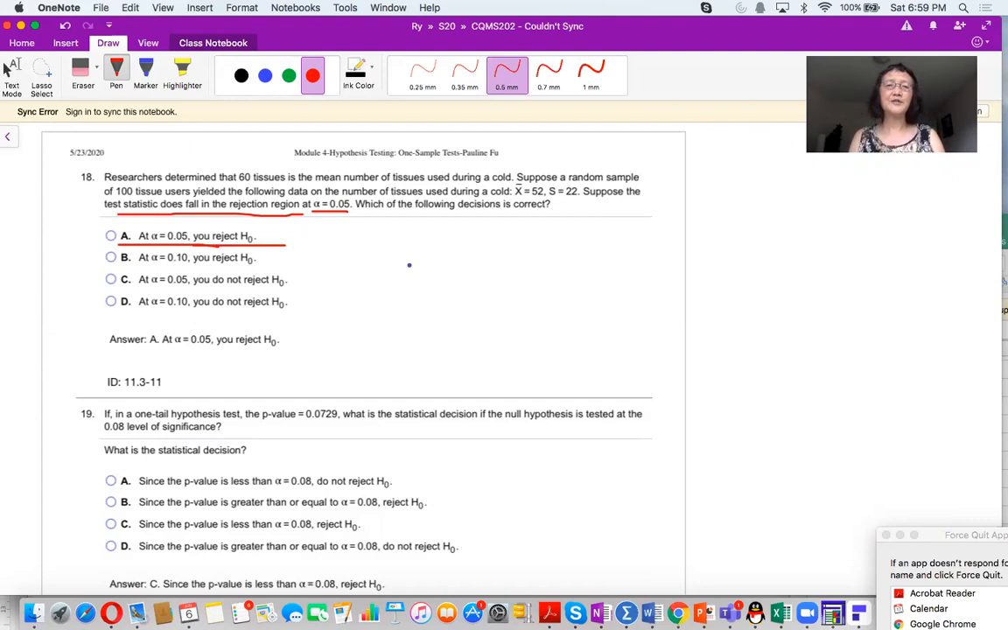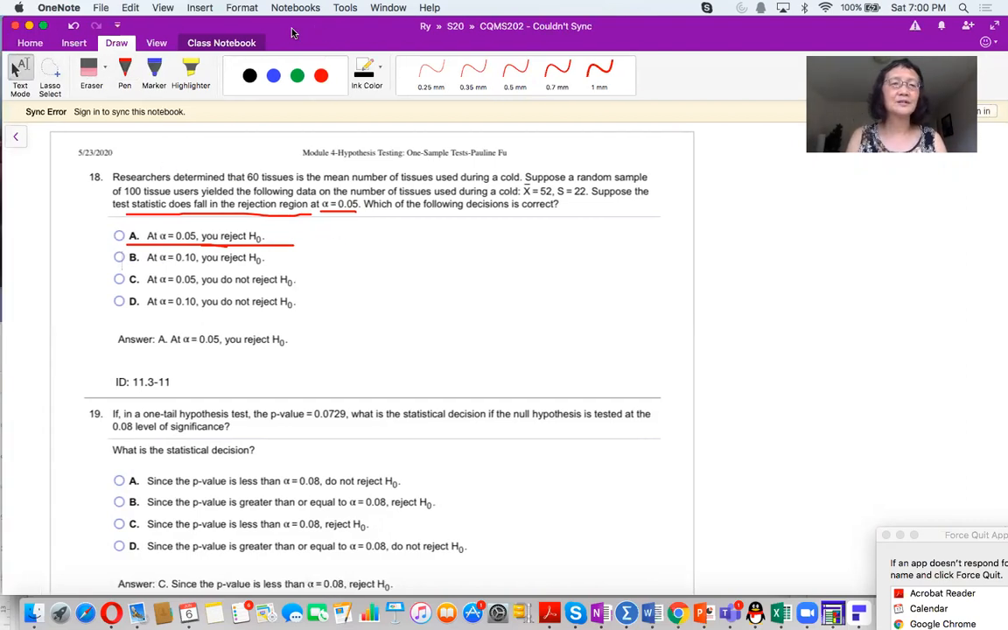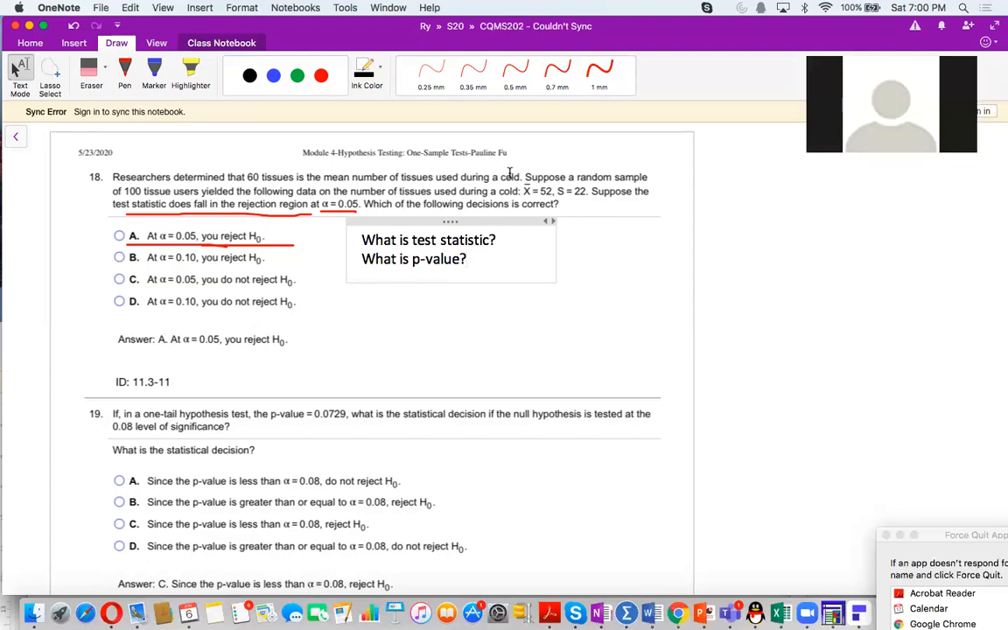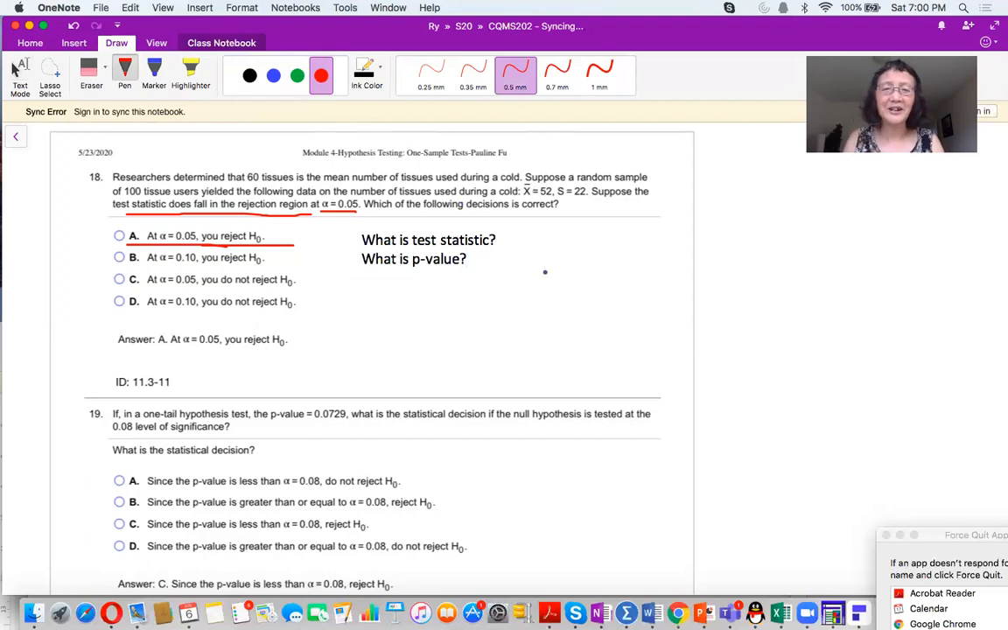If I further ask you a question, I will type in the same question: what is the test statistic? What is the p-value? Any idea how I approach those? How do I figure out the test statistic? You can find the test statistic by entering F3, F2, F1 on your calculator. Perfect.